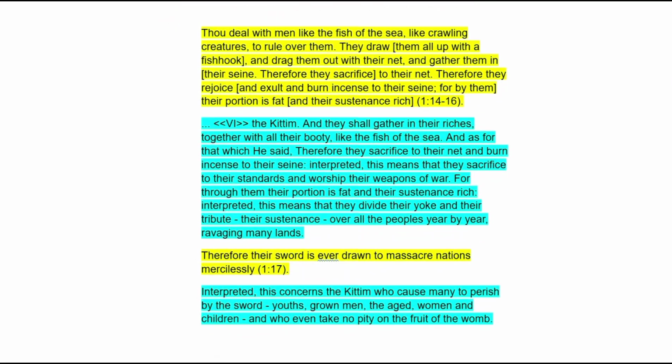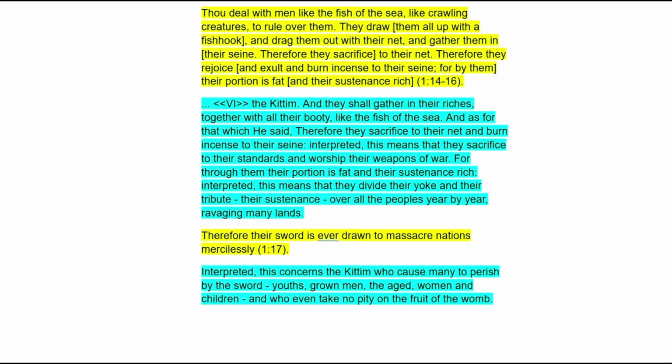Going on, it says, Thou deal with me with men, like the fish of the sea, and crawling creatures to rule over them. They draw them all up with a fish hook, and drag them out with their nets, and gather them in their seine.